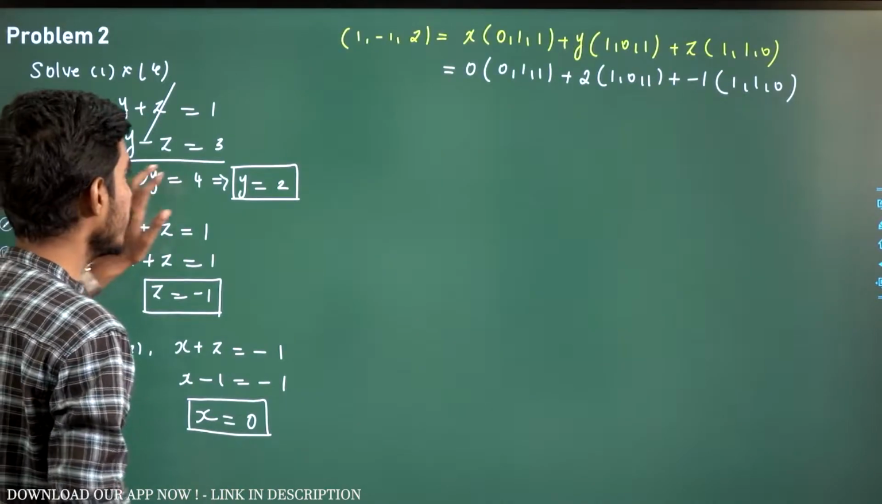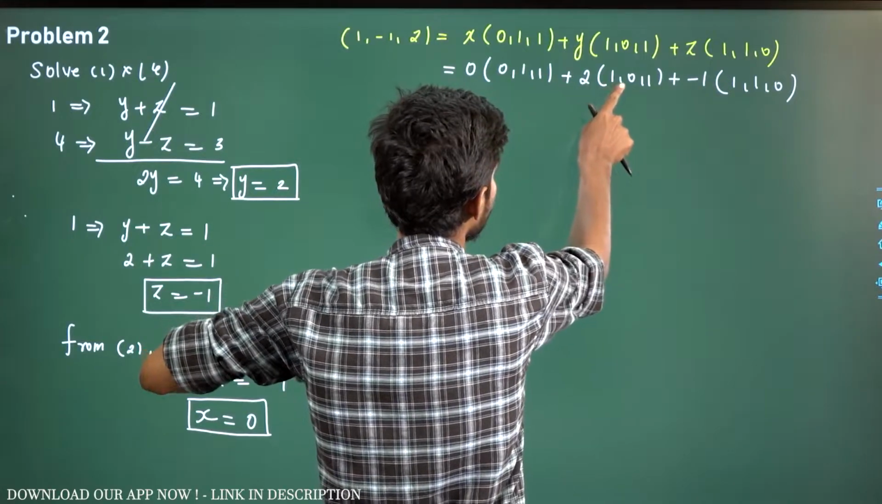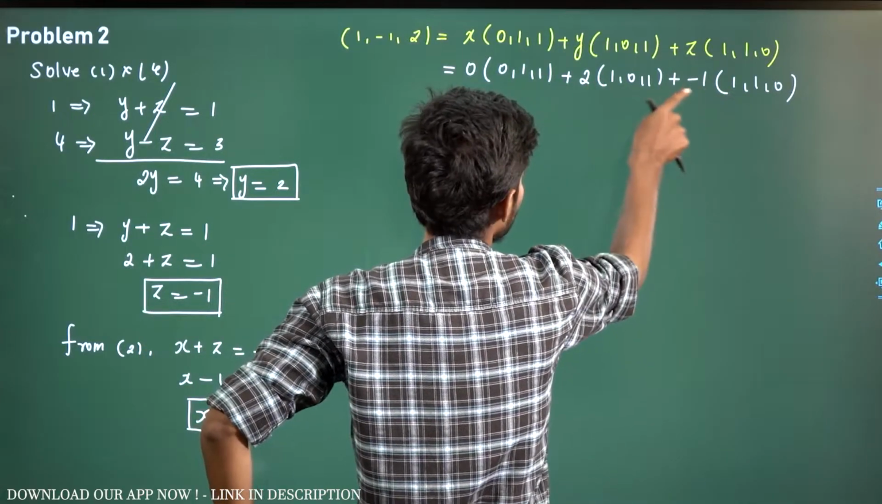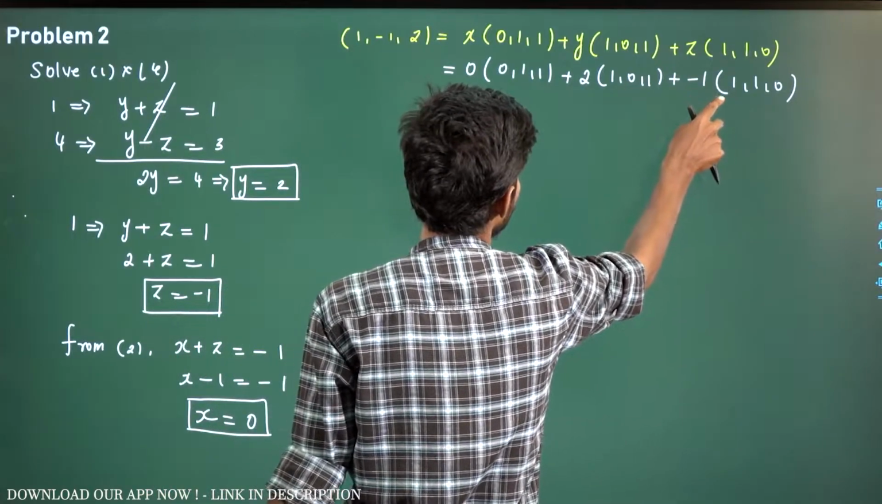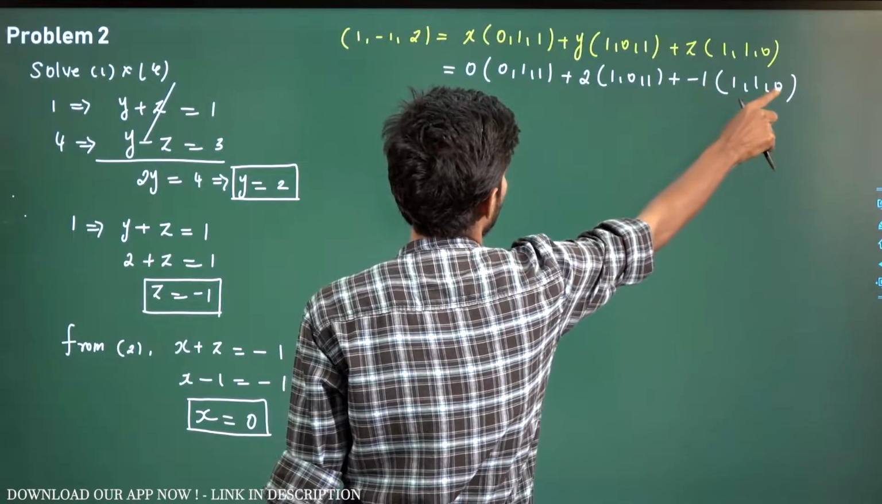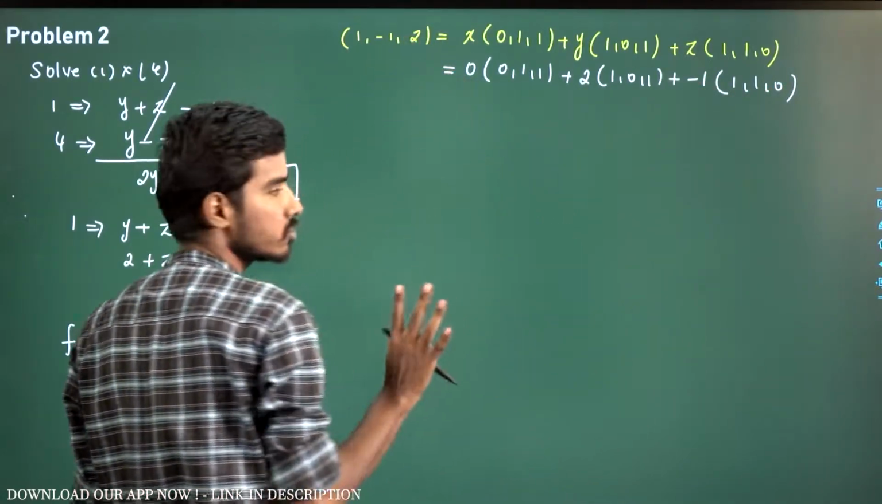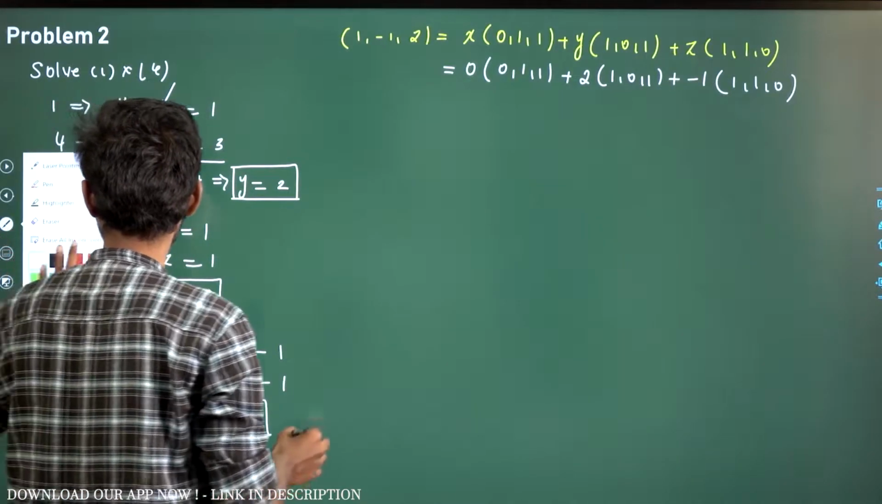You can also verify whether it is correct or not. If you multiply this, you will have 0 plus 2 minus 1, so 2 minus 1 is 1. Then 0 plus 0 minus 1, so we have minus 1. Then 0 plus 2, so we have plus 2. Therefore our answer is correct. Now similarly, you take the second element.